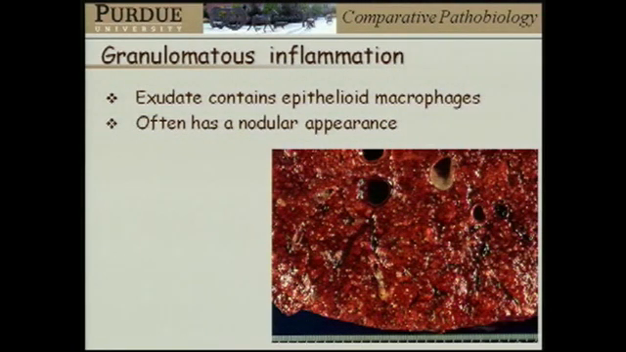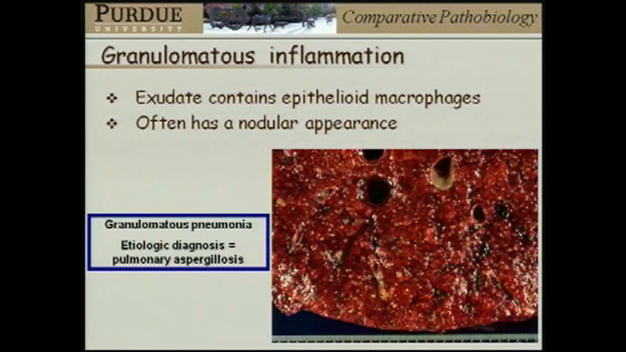And as I mentioned, we're looking at a cross-section of lung with 1 or 2 millimeter nodules of yellow to tan granulomatous inflammation. And granulomatous pneumonia is the best morphologic diagnosis. The cause in this case, or the etiologic diagnosis, was pulmonary aspergillosis.